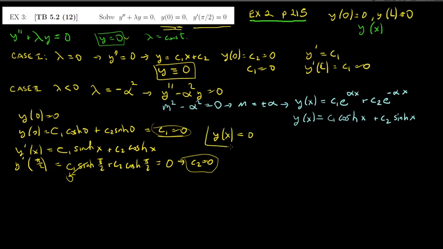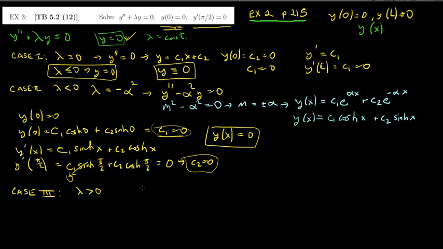So far, pretty boring stuff, right? We don't seem to be getting anything other than the trivial solution, which we knew was going to work anyways. So whether lambda is less than or equal to 0, you don't get anything interesting. You just get the trivial solution, the 0 solution. All right, but that brings us to case 3. And yep, this is going to be the interesting case where lambda is positive.